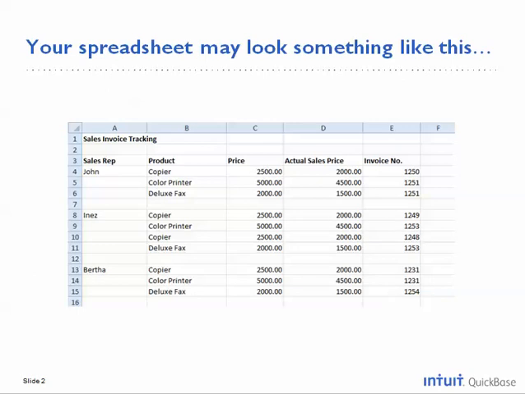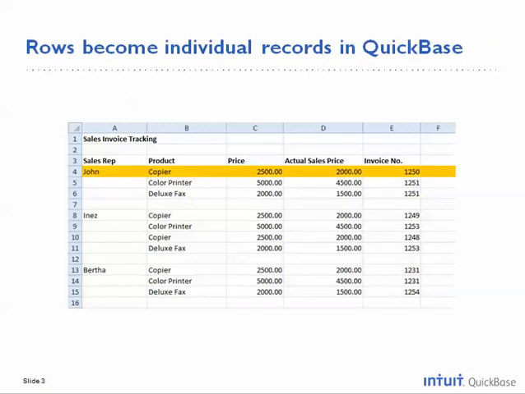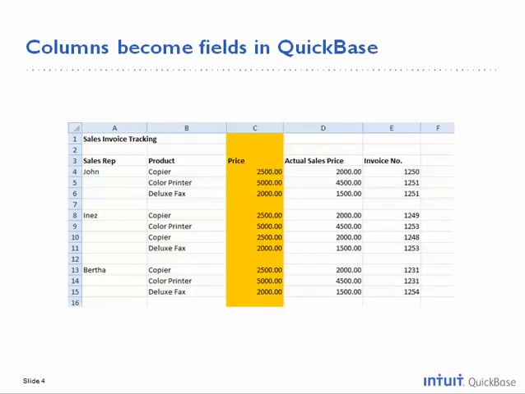This is an example of a sales tracking spreadsheet for an equipment supplier. It's a good start, but there are some formatting issues that need to be fixed before it can be imported to QuickBase. In QuickBase, rows like the one highlighted will become individual records, so they should all have the same information and look similar. Columns in spreadsheets become fields in QuickBase. The cells in that column then become values for that field.